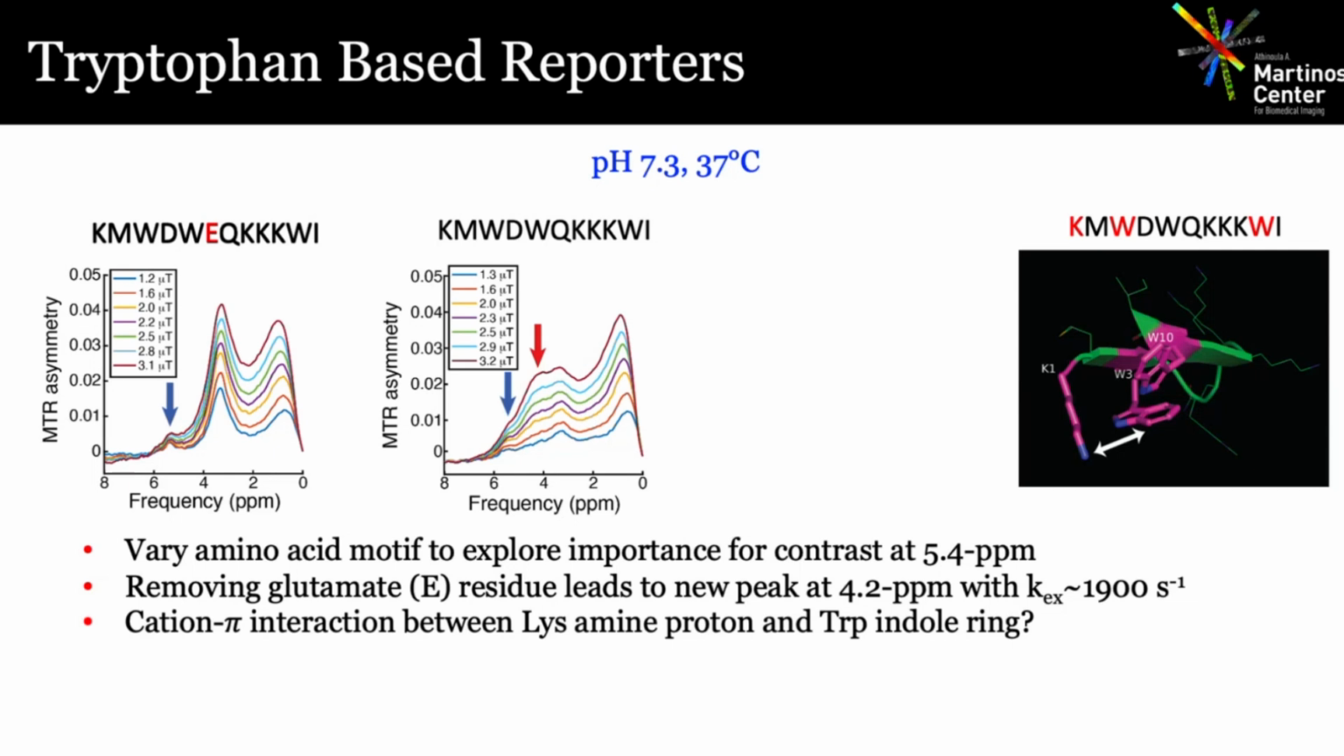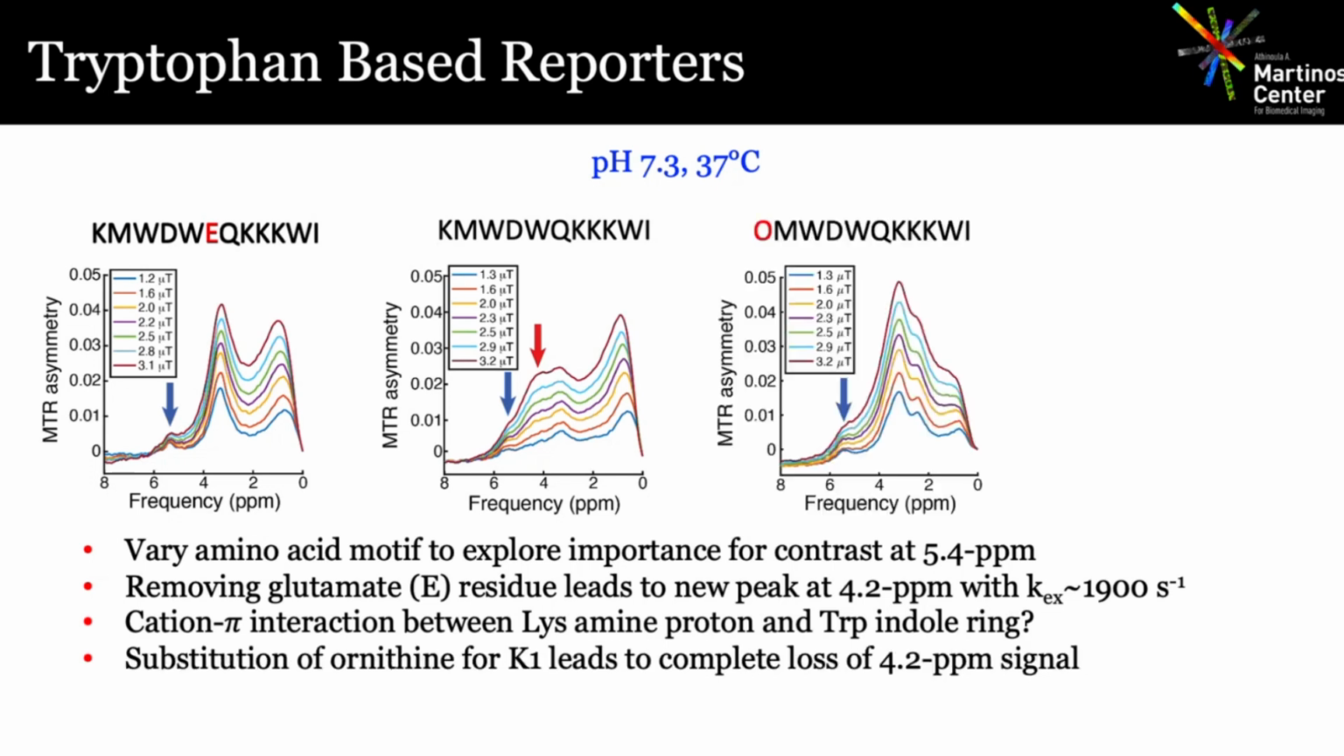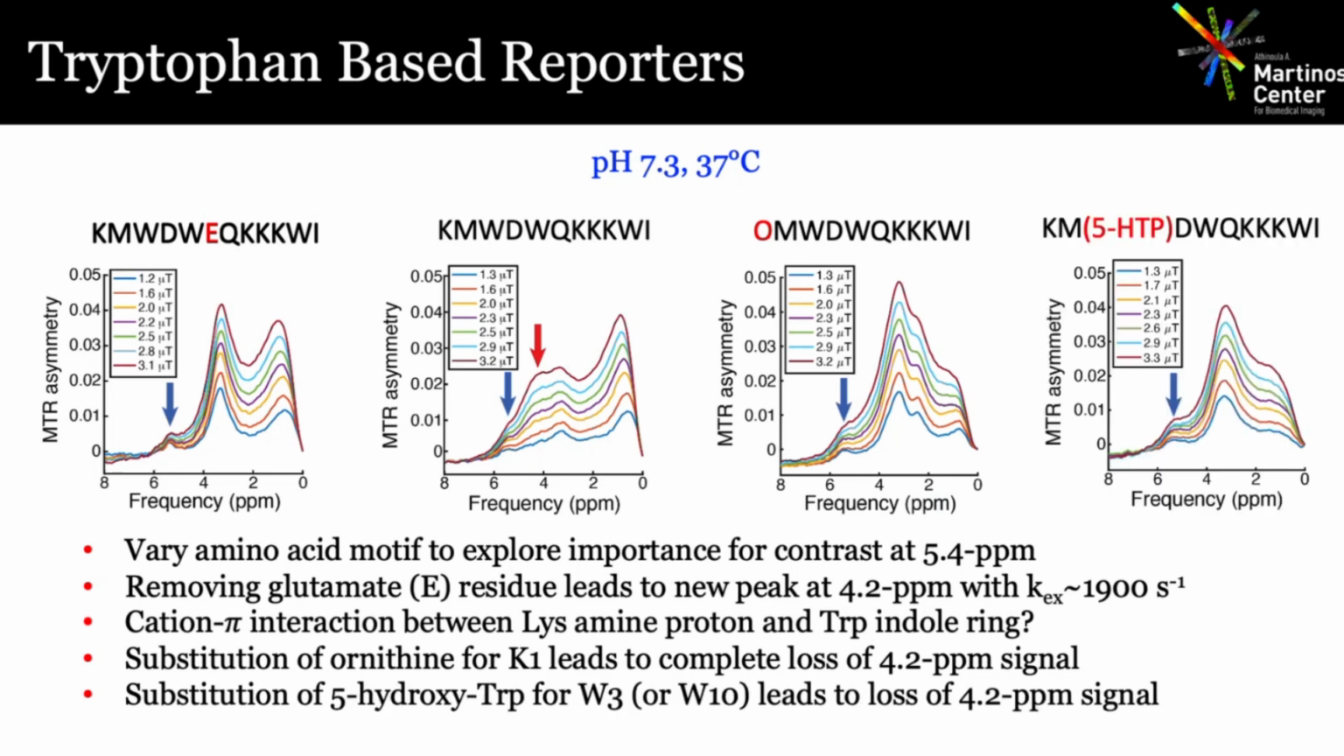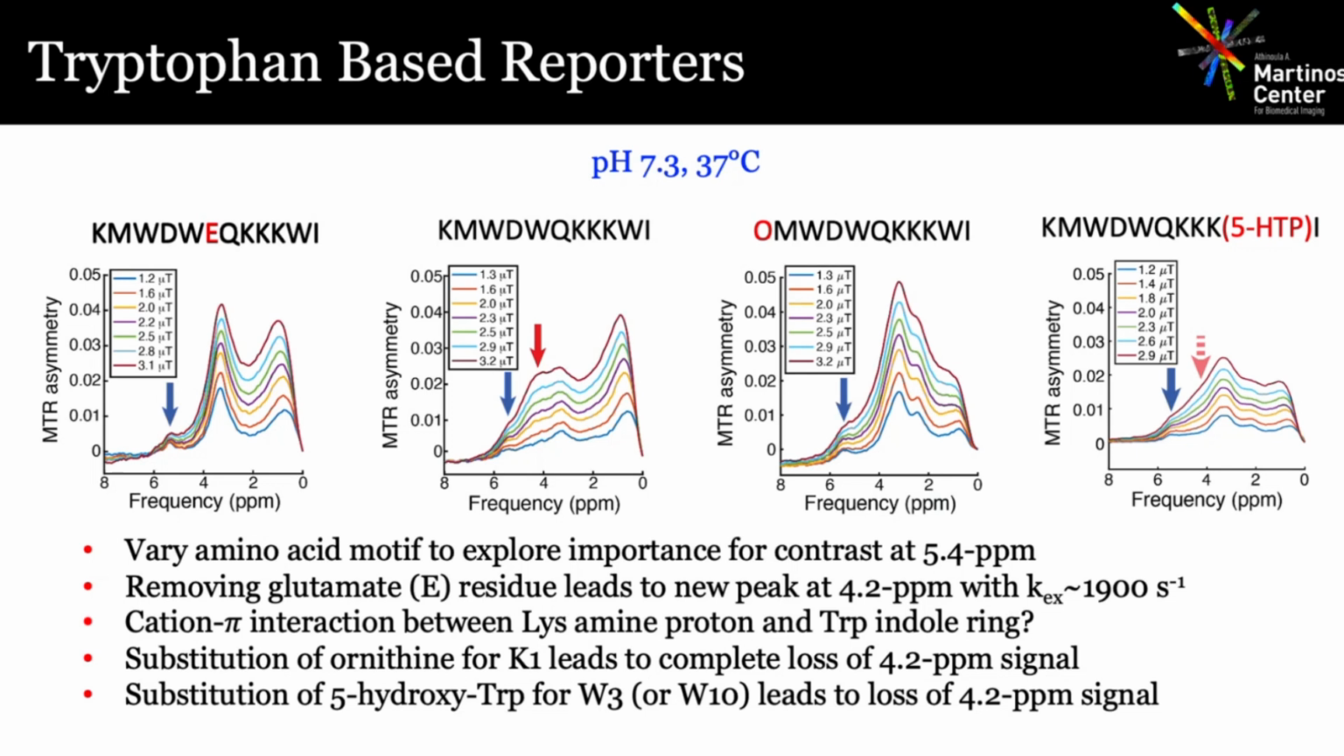Okay, so in order to investigate this, we started substituting things for the lysine. Ornithine is equivalent to lysine, except the side chain is 1 carbon shorter. If you substitute ornithine for the lysine, the signal disappears, that 4.2 ppm signal. Similarly, if you substitute 5-hydroxytryptophan for tryptophan, at the 3 position, it disappears. At the 10 position, it's a little more ambiguous. It does have an effect, but it's not quite as dramatic.